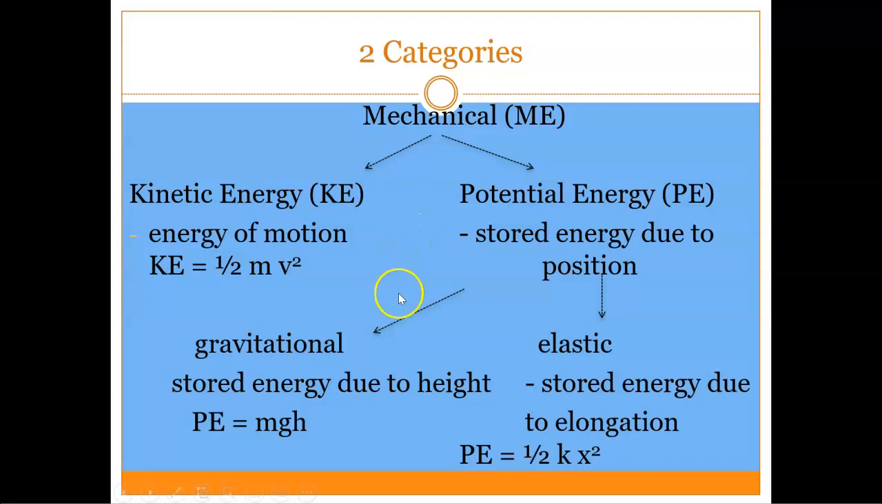Could be either one. Total energy is any combination of these. So you could have something moving and have a height. You could have something moving with a height and a spring involved. So you'd have all three of these combined. You could have just one of them. So at any point in time, an object can have one or more of these or none of them. You could have no energy.